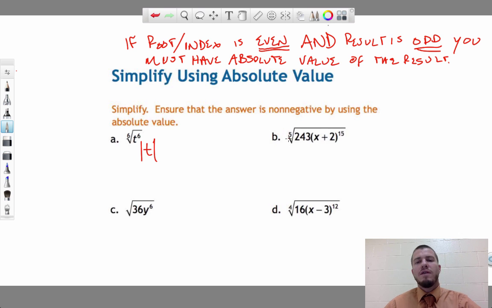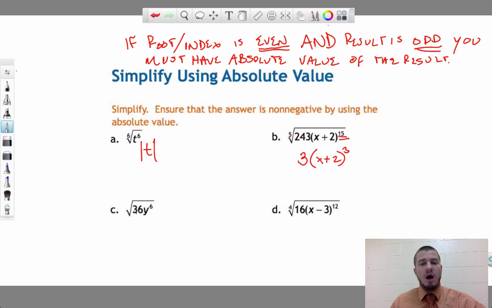And so for this one, this is a fifth root. Well, it's odd. I don't need to be concerned with the absolute value parts. Okay, just solve it or simplify it normally. We already did the fifth root of 243, which is 3. And then 5 goes into 15 3 times. So that's going to be x plus 2 raised to the third. And there's nothing left inside the radical.